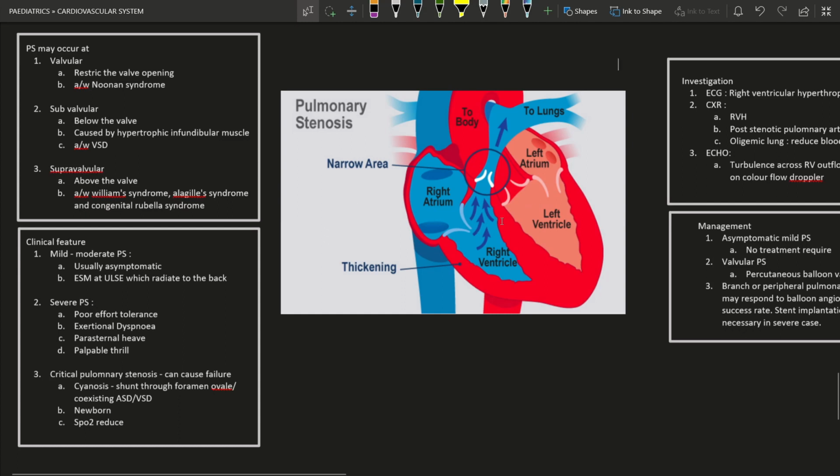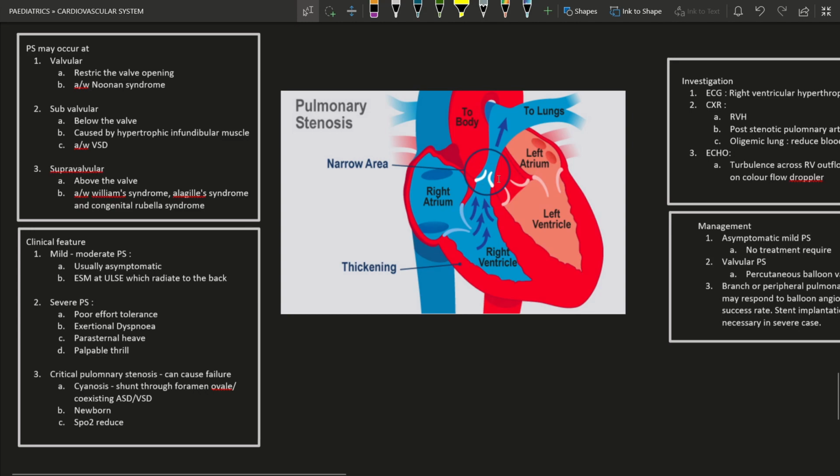The clinical features: for mild to moderate pulmonary stenosis, usually they are asymptomatic, but when you put your stethoscope at the upper left sternal edge, you will hear an ejection systolic murmur. This is because of the pulmonary stenosis. The murmur can radiate to the back.